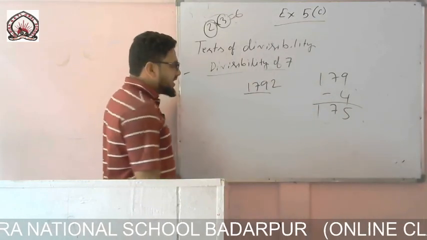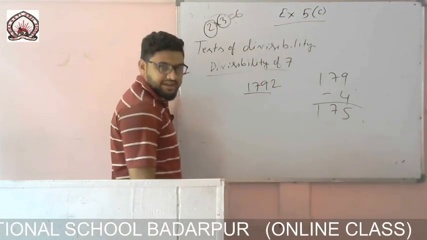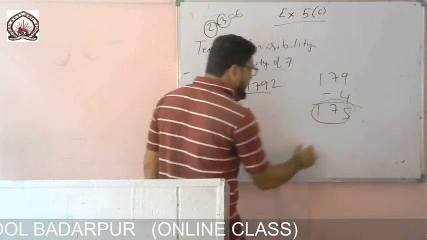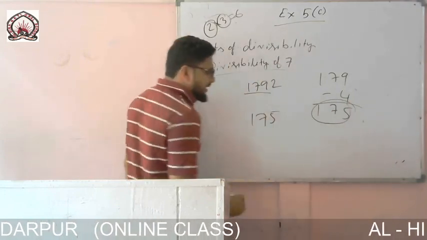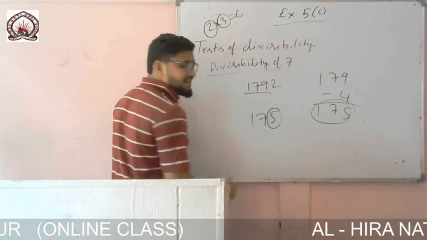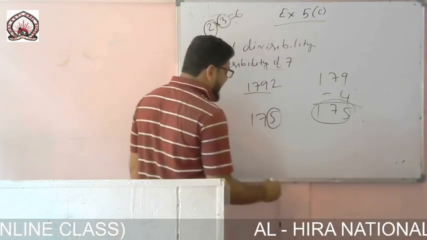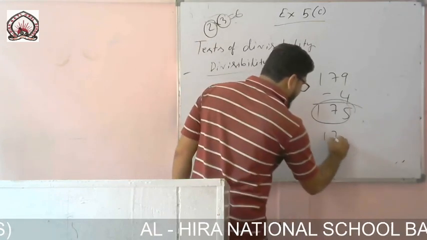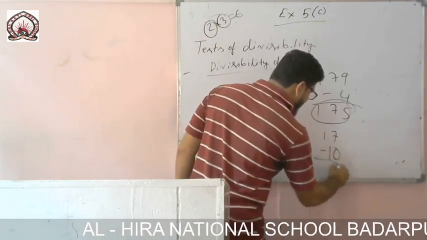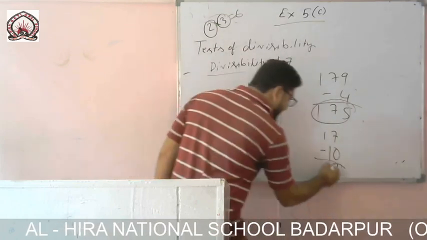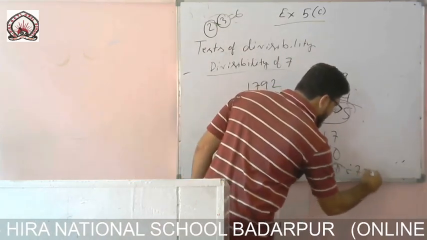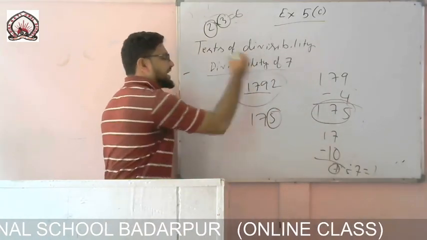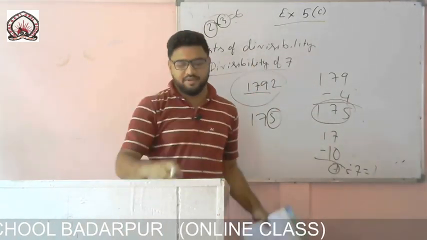So 175. This also we cannot check by 7 directly, so again take 175 as the number. Now the unit place is 5. Make it double, it becomes 10. Then the remaining is 17. Now subtract: 17 minus 10 is 7. So 7 is again divisible by 7. So the whole number 1792 is again divisible by 7. Understood?